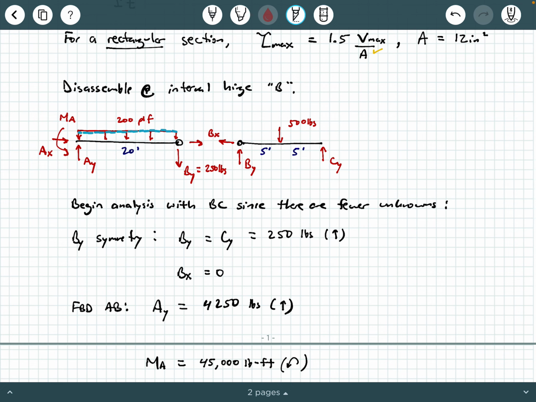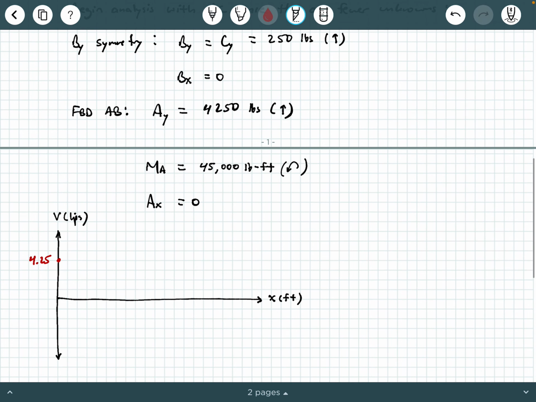And now the next thing we encounter is this uniformly distributed load. So we're going to say 4.25 minus 0.2 times 20 feet. And so that's going to put me down to a positive 0.25. So I'm going to say that that's about right there. 0.25 kips. Now that's going to be connected by a straight line segment. Okay, so let me draw that a little bit better for us. So that's a linear segment there, okay?